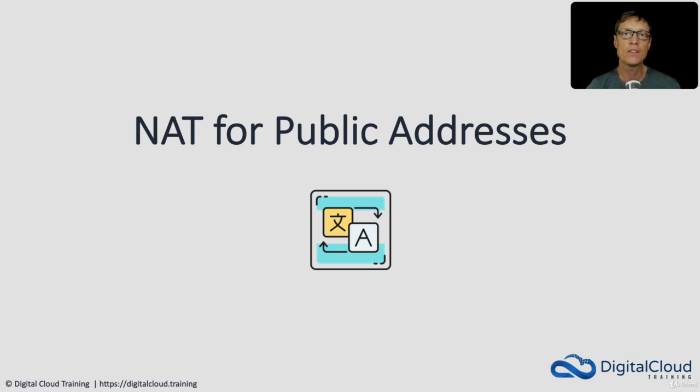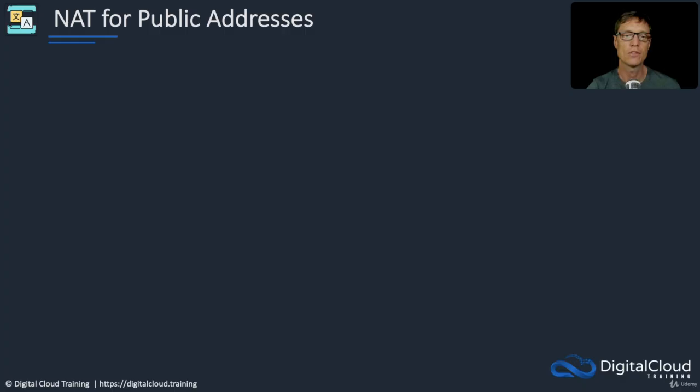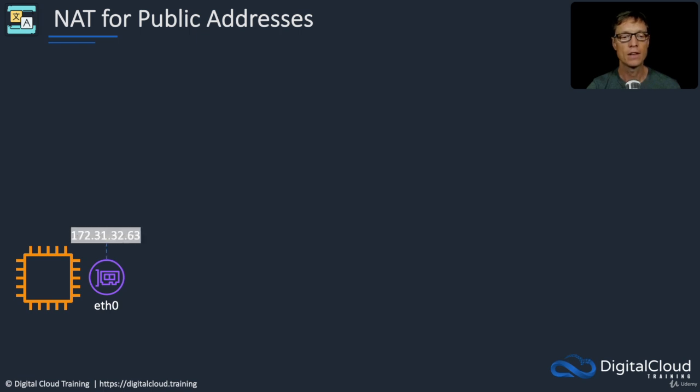Hi guys, in this lesson I just wanted to teach you an important concept around how network address translation works for public addresses. So let's have a look at what I mean here. We have an EC2 instance. It has an Ethernet interface and it has a private IP. Now there's also a public IP address.